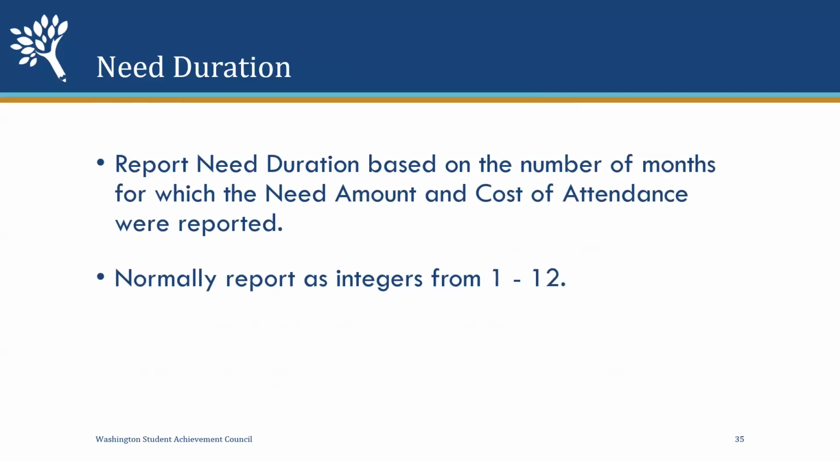Need duration is the number of months for which the need is reported. And normally that's integers from 1 to 12. But if you have a 9-month budget set up and the student leaves after 1 term, you are not required to recalculate everything to a 3-month duration. You can, but you're not required. We really rely on you to use whatever policy you have in place for any adjustments to this. So if you do adjust one element, you need to adjust all.